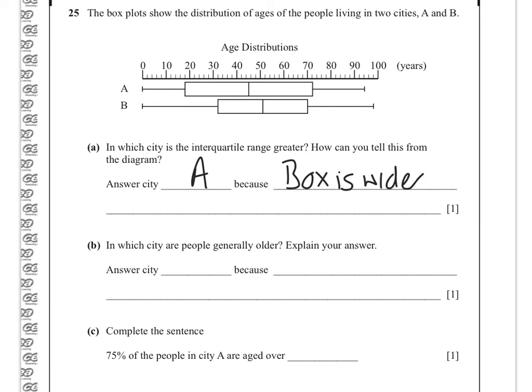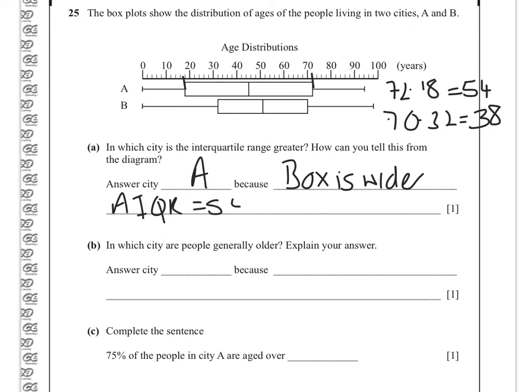We could also have worked them out. In A, we are going from 18 to 72. So 72 take away 18 will be 54. And in B, we are going from 70 to 32, which is 38. So A, the interquartile range is 54, and in B, the interquartile range is 38.